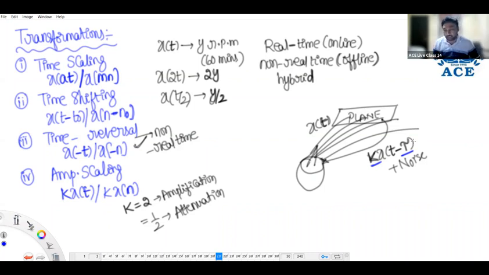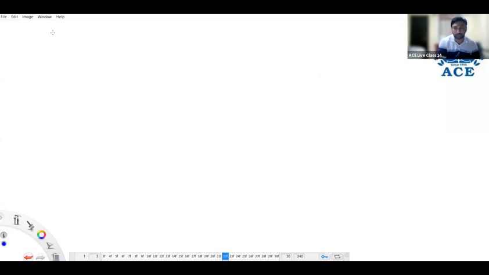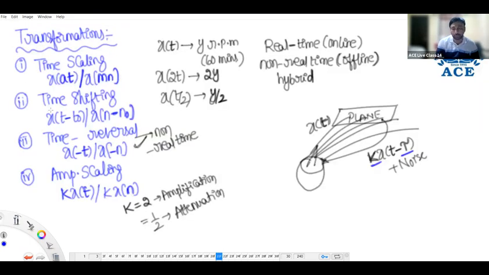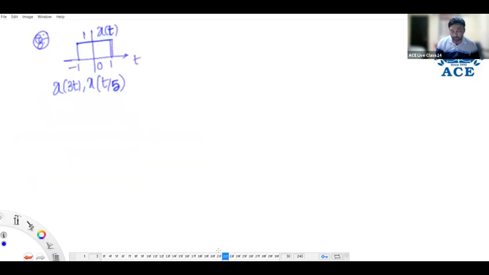I'll come back to this slide. Wait for a while. Suppose we have taken a rectangle from -1 to 1. Tell me how to get x(3t) and x(t/5). It means first we are checking which principle? Time scaling principle.